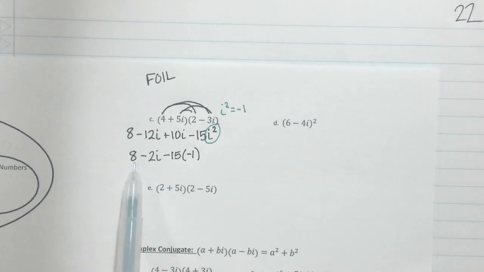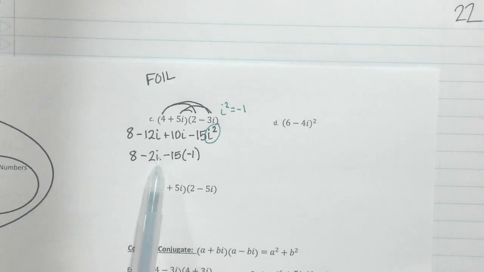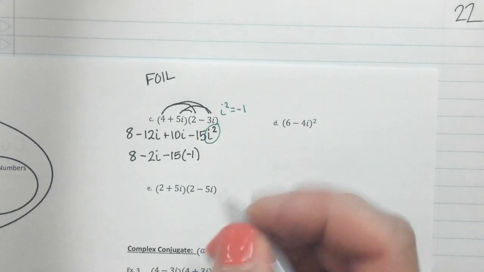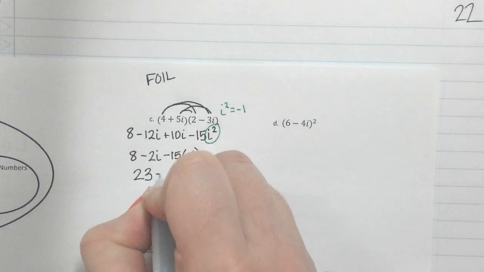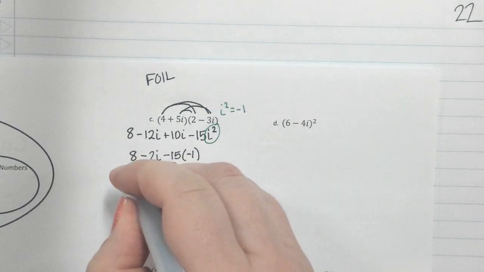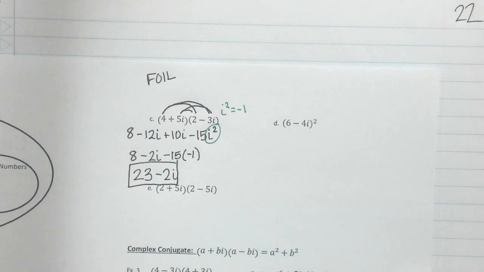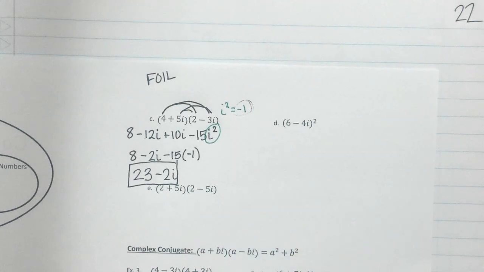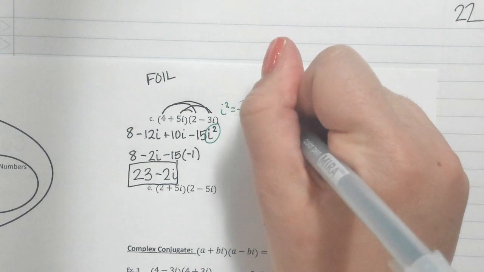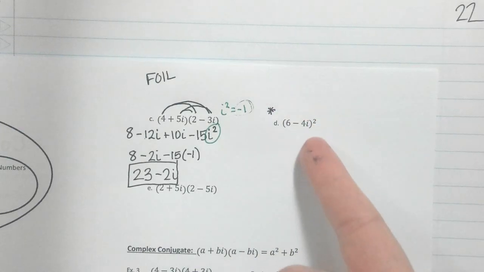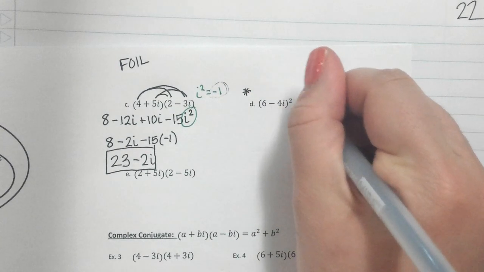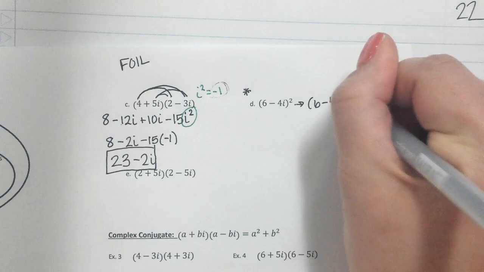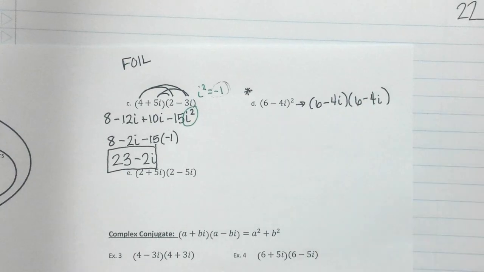It turns real, so I can add it with the other real part. So I have 8 plus 15, which is 23. So 23 minus 2i would be the solution here. Okay? So anytime we have an i squared, that is negative 1. Okay, can you all try D? Keep in mind that we know that squared means this binomial times itself. So this would really be 6 minus 4i times 6 minus 4i. So you all try that, and we'll check in just a second.